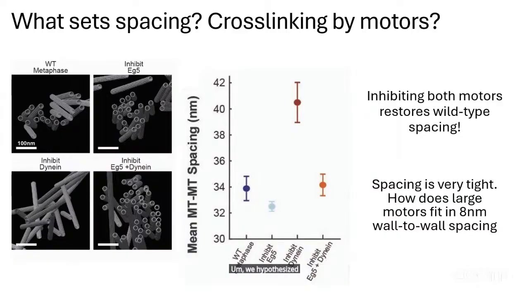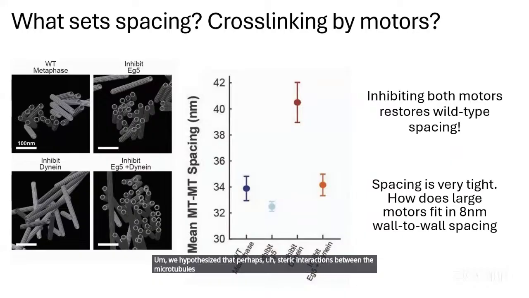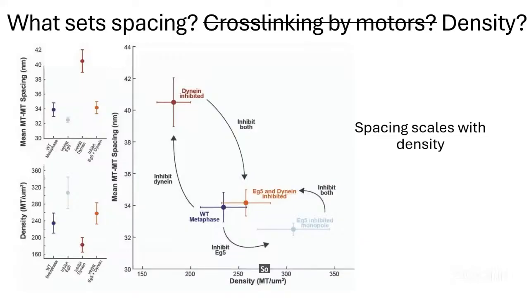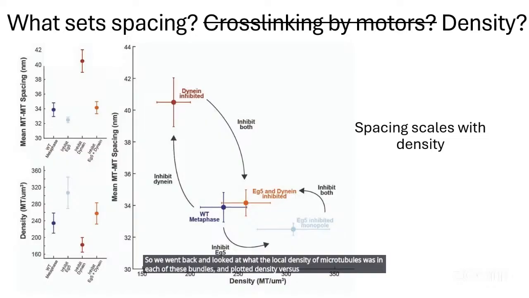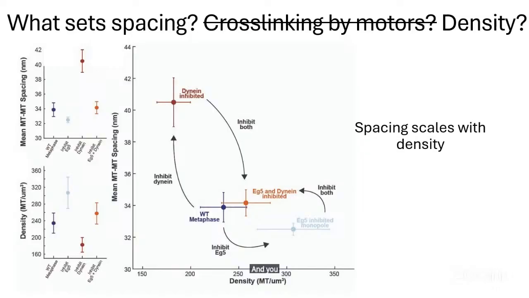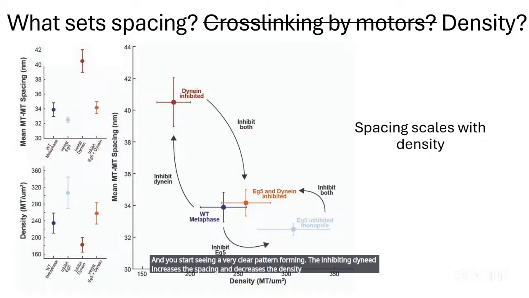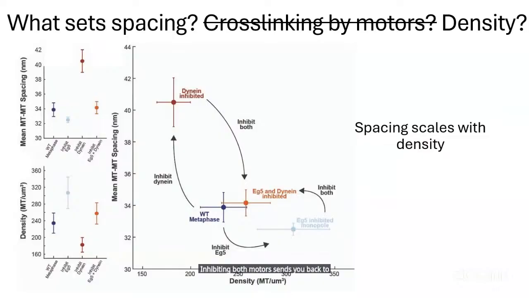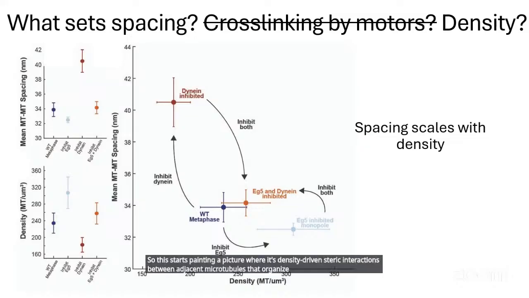We hypothesized that perhaps steric interactions between the microtubules are what are responsible. And if this were true, the microtubule spacing should scale with density. So we went back and looked at what the local density of microtubules was in each of these bundles and plotted density versus spacing for all of our motor knockout conditions. And you start seeing a very clear pattern forming. Inhibiting dynein increases the spacing and decreases the density. Inhibiting EG5 actually very slightly increases the spacing and more dramatically increases the density. Inhibiting both motors sends you back to wild-type density and back to wild-type spacing. So this starts painting a picture where it's density-driven steric interactions between adjacent microtubules that organize bundles, not direct cross-linking by molecular motors.